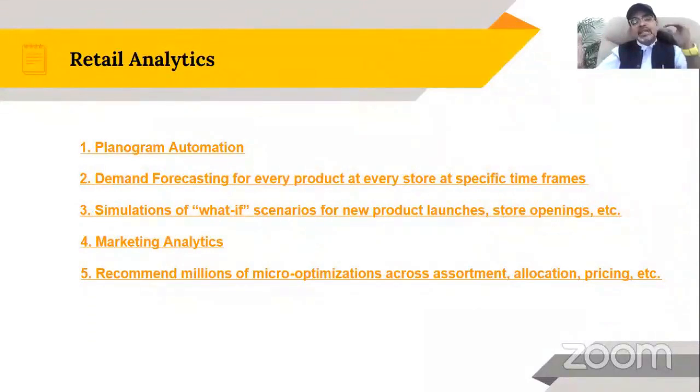So demand forecasting for every product at every store at specific time frames. What is the expected sales of a particular SKU between 7 to 8 p.m. in a particular store? That's been precisely predicted. If that goes wrong, then you will have dissatisfied customers. Ultimately, the brand value will go down.